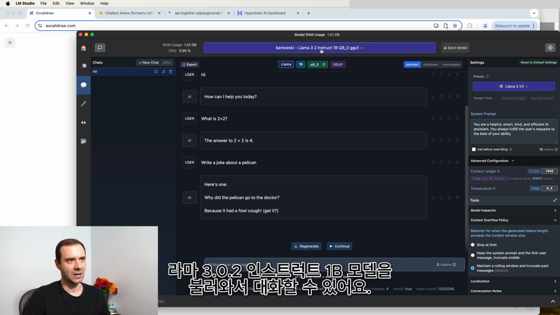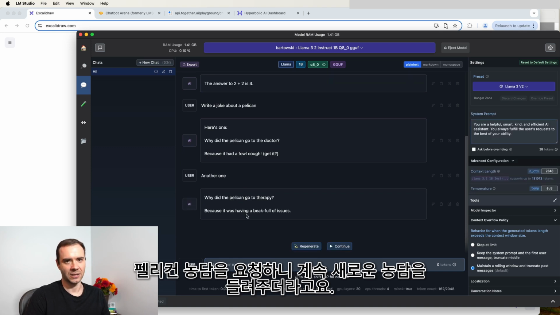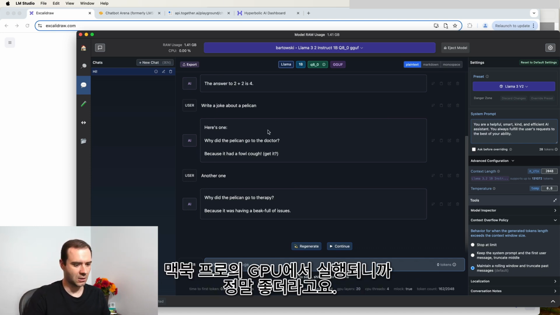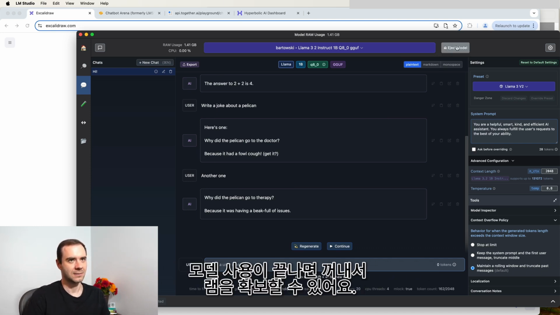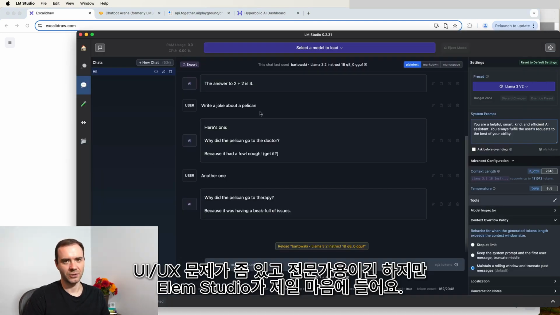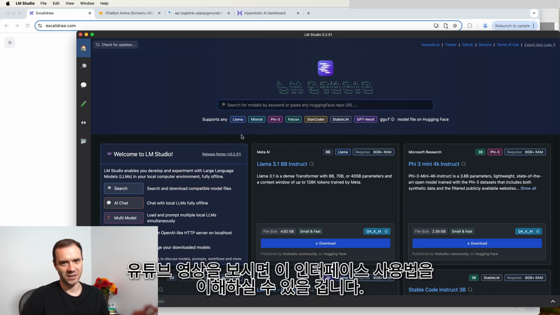Like here I loaded up a Llama 3.2 instruct 1 billion, and you can just talk to it. So I ask for pelican jokes, and I can ask for another one, and it gives me another one, etc. All of this that happens here is locally on your computer. So we're not actually going to anyone else. This is running on the GPU on the MacBook Pro. So that's very nice. And you can then eject the model when you're done, and that frees up the RAM. So LM Studio is probably my favorite one, even though I think it's got a lot of UI UX issues, and it's really geared towards professionals almost. But if you watch some videos on YouTube, I think you can figure out how to use this interface.